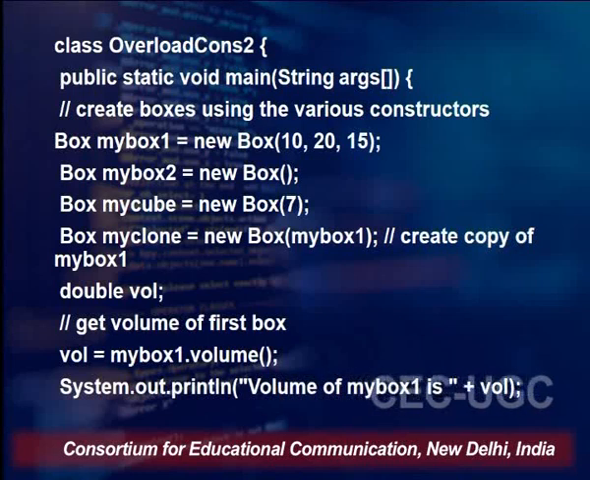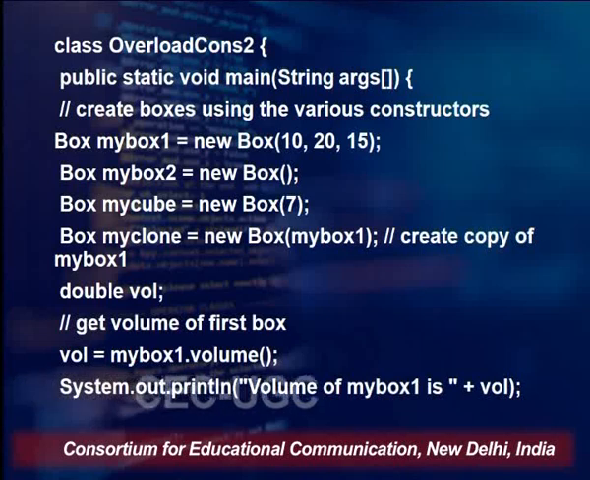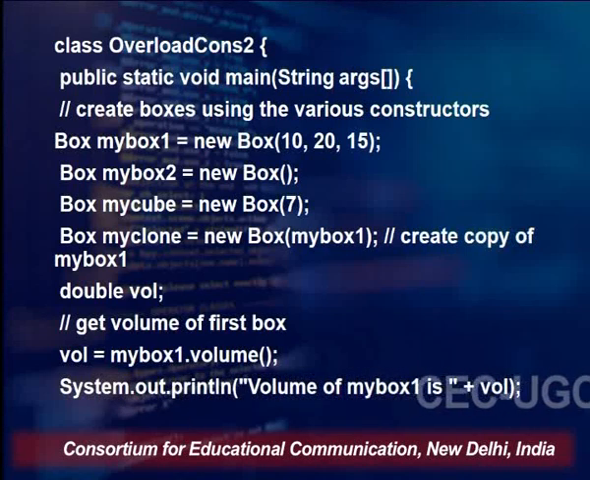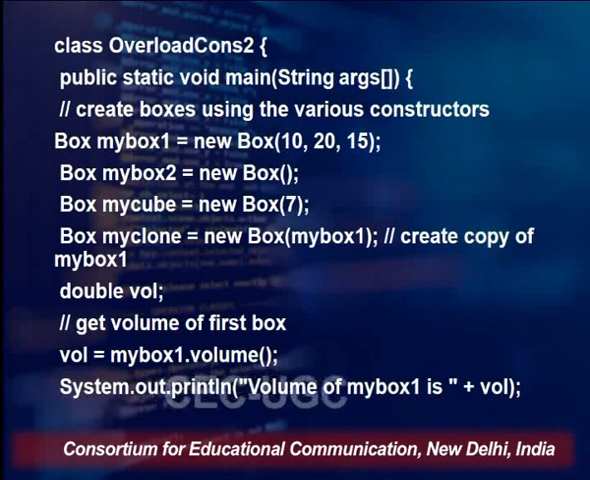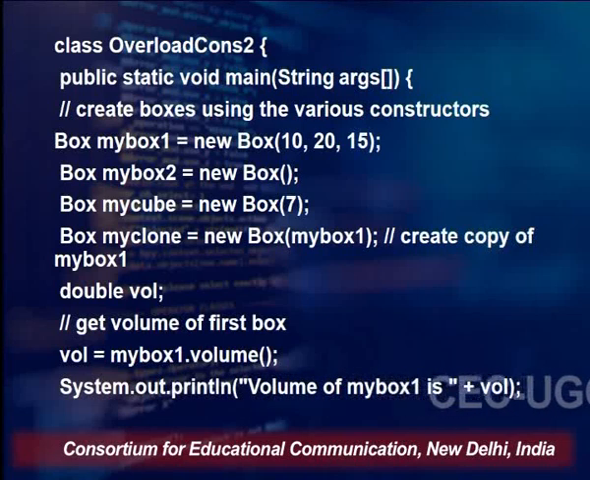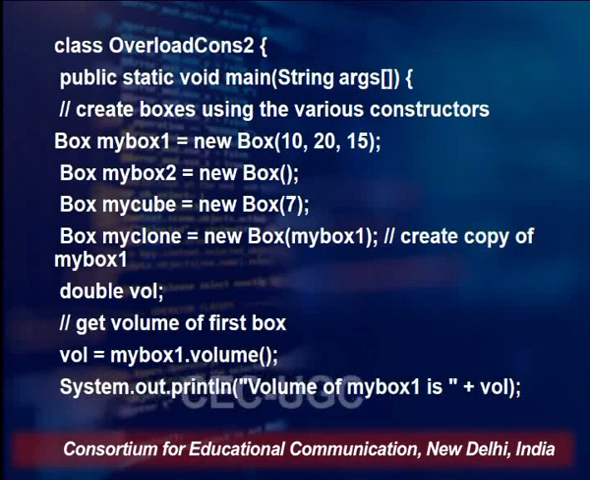What is actually new in this program is Box myClone, or whatever you want to have as the reference name, is equals to new Box. Now please notice the parameter within this constructor. The parameter is actually a reference type which has already been created at a previous line. So Box myClone is equals to new Box within the bracket myBox1, and myBox1 has already been created. So what is happening here, by virtue of the definition of this constructor which is accepting objects as a parameter, a copy of myBox1 will be created.